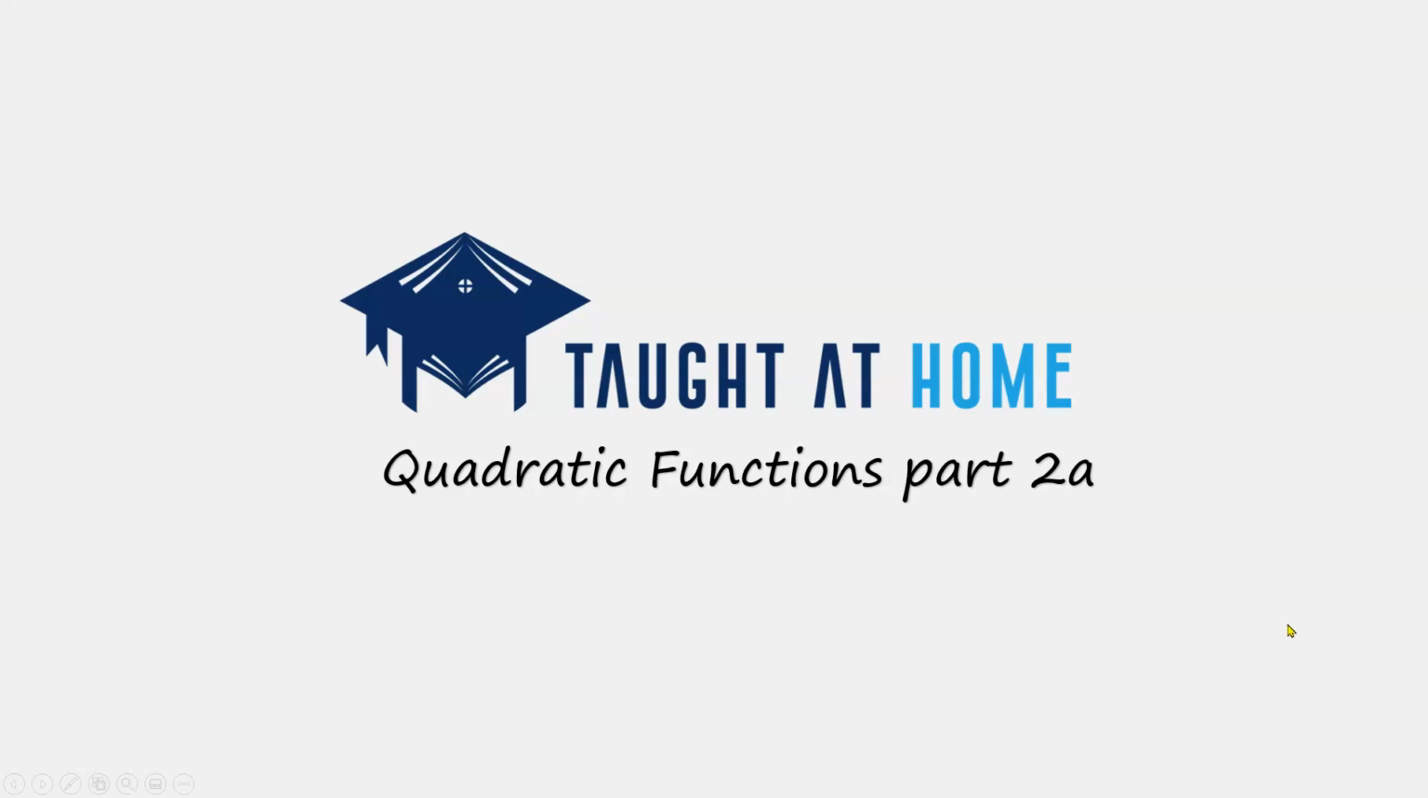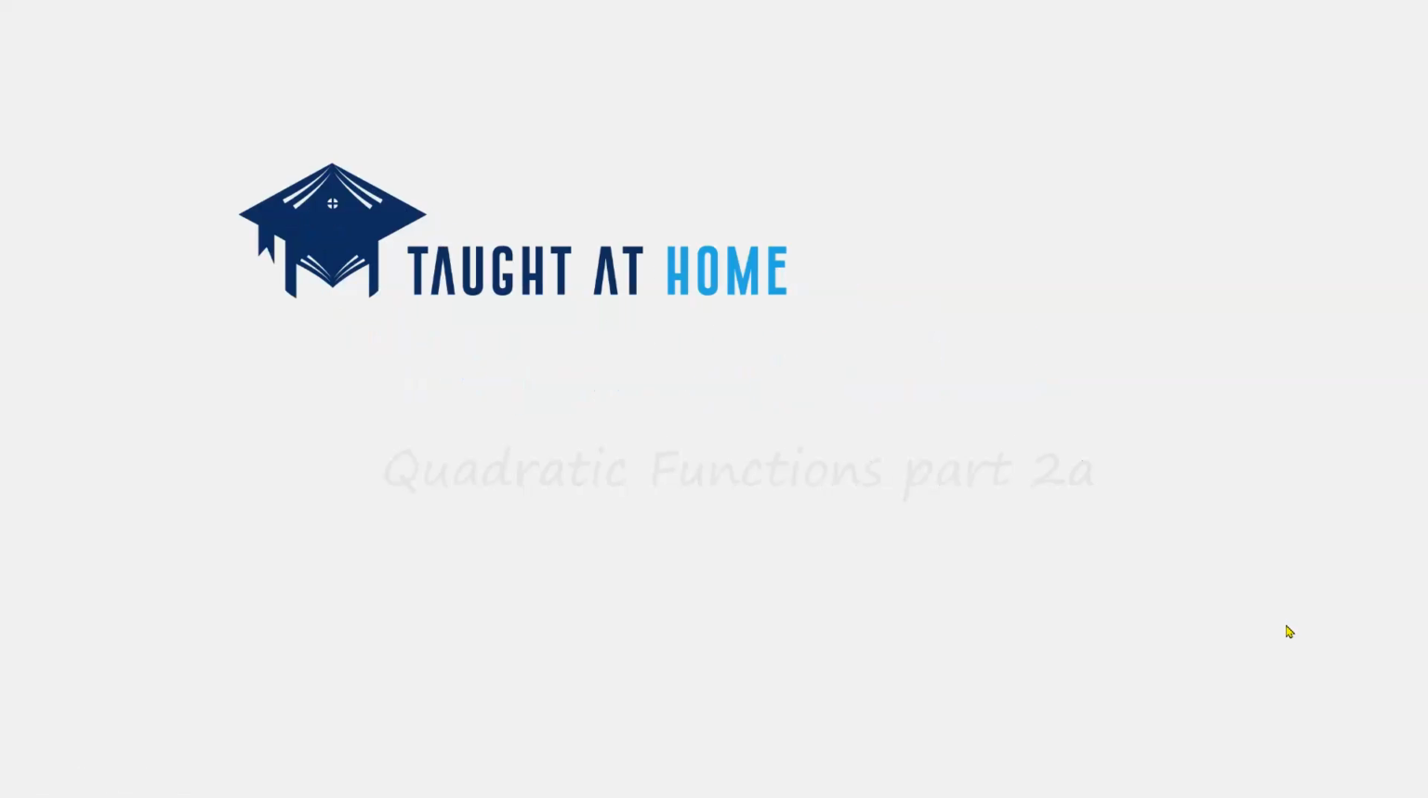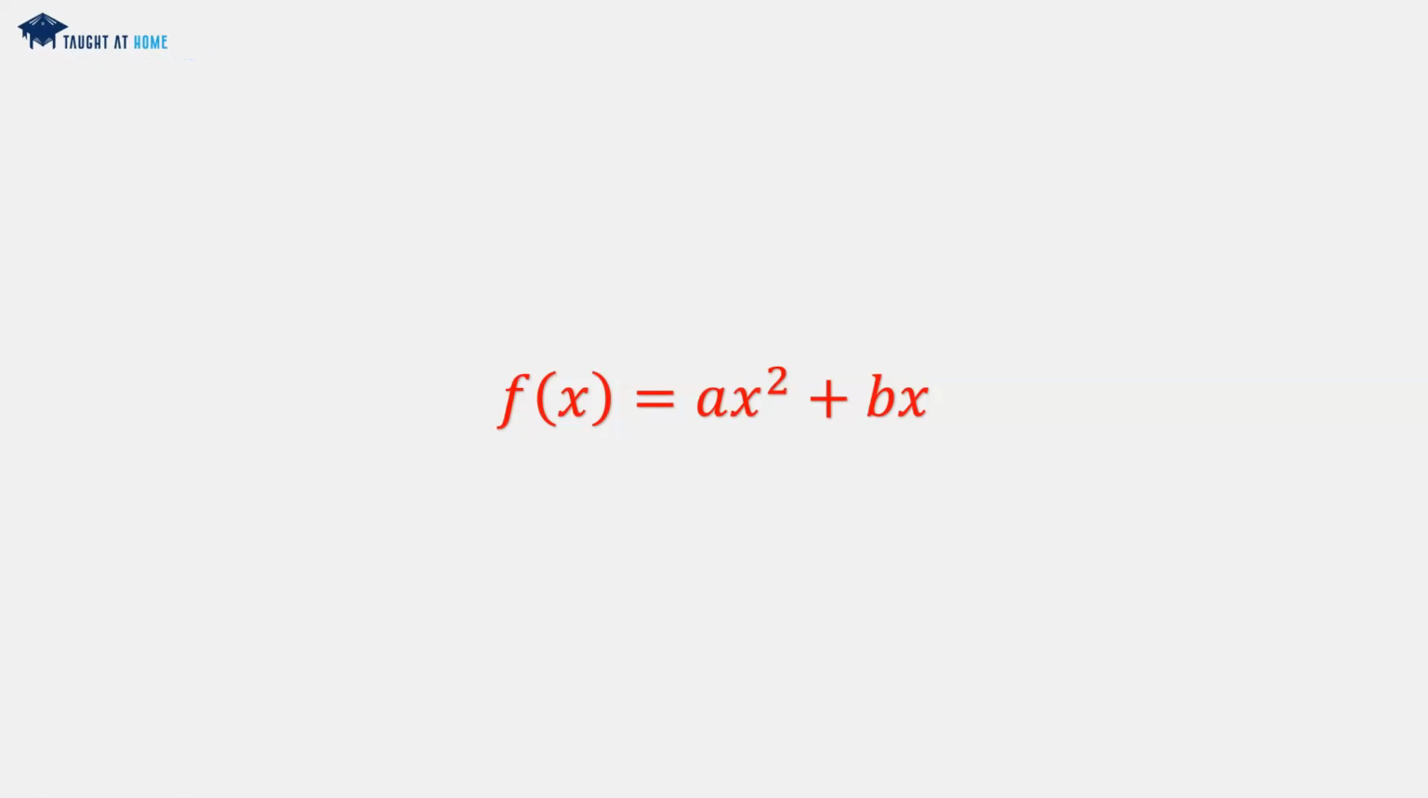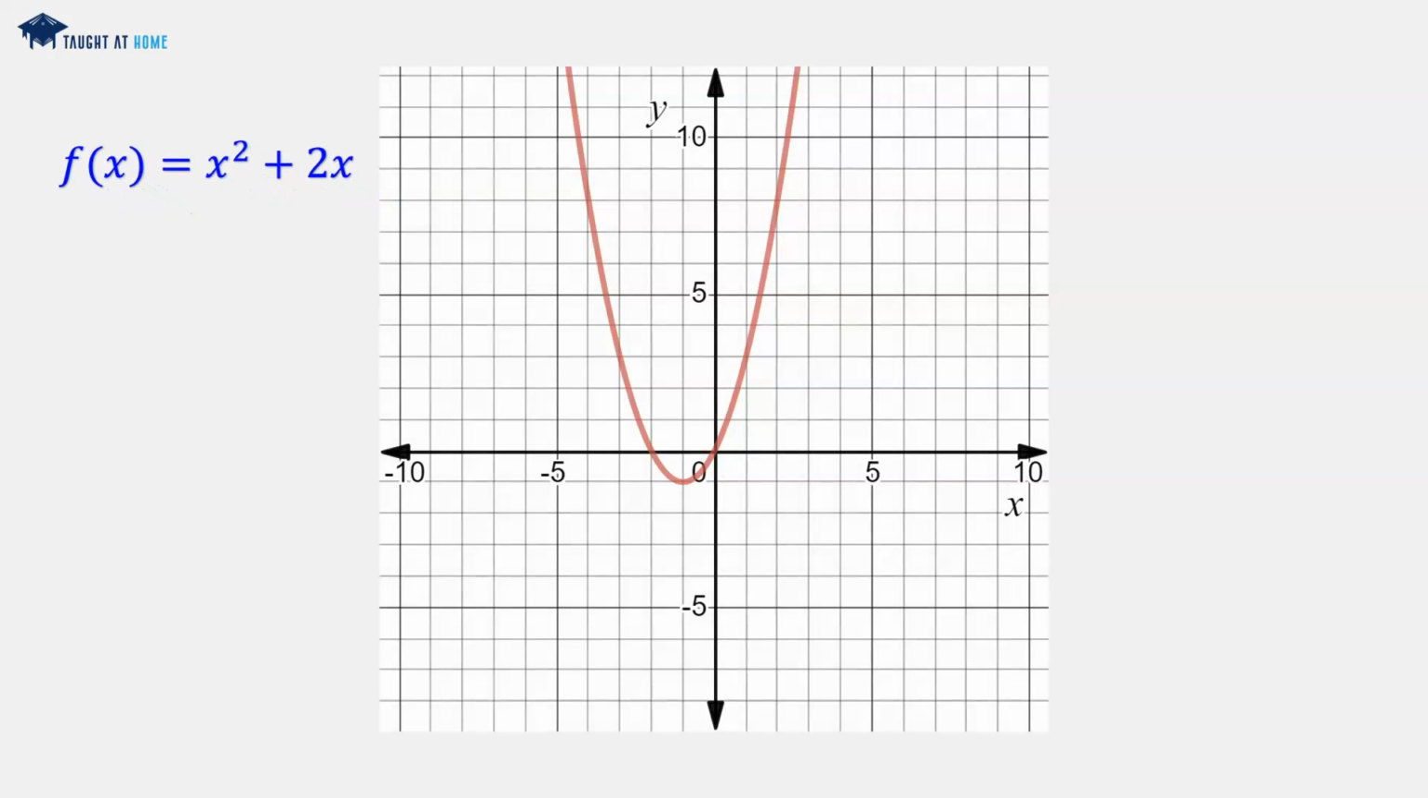Quadratic Functions Part 2a. We're going to be looking at functions of the form f(x) = ax² + bx. Let's take the example of x² + 2x. And this is the function plotted.